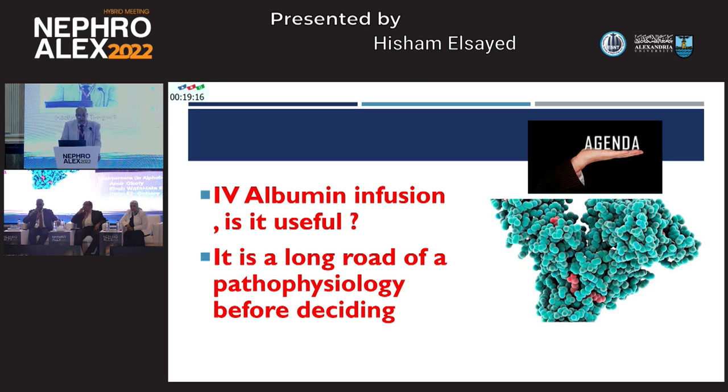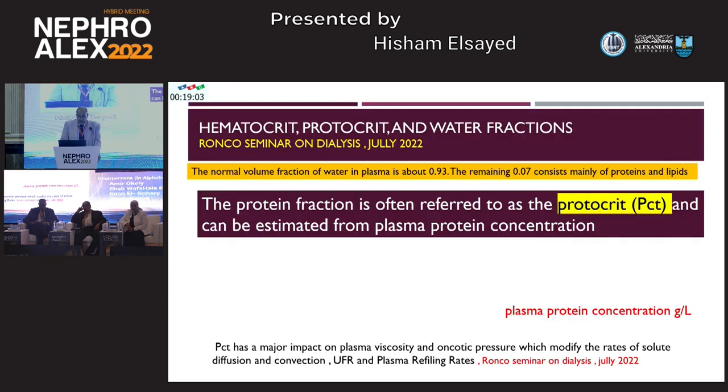And subsequently, we will have a long road of a pathophysiological way to decide by yourself whether IV albumin is of usefulness or not. So let us go to the hematocrit and the protocrit.